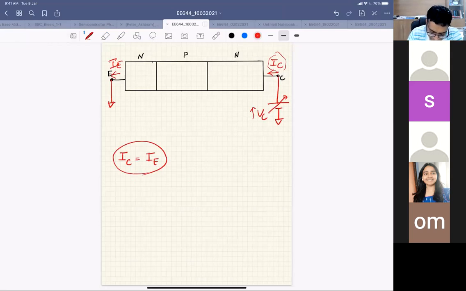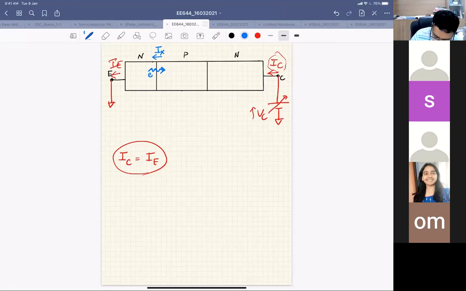Let's assume that I am injecting some electrons here, right? So I'll come to that point. Let's say I am injecting some electrons across the emitter base junction, right? So this will give a current, and let's say this current is Ix. Any current Ix, right? So we are injecting some electrons across the emitter base junction, that means into the base, right?